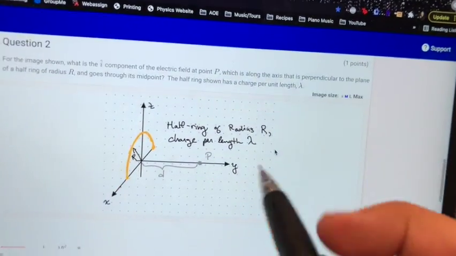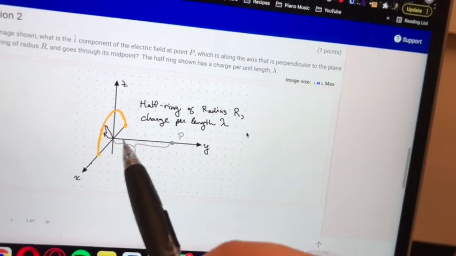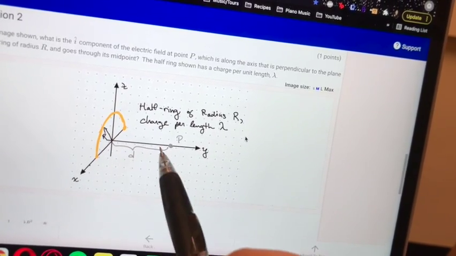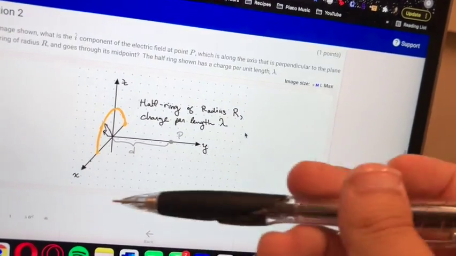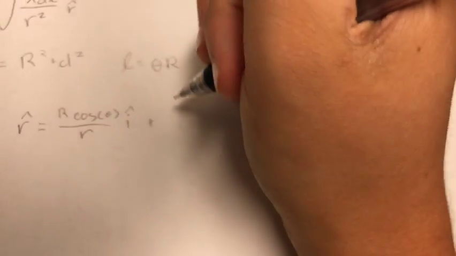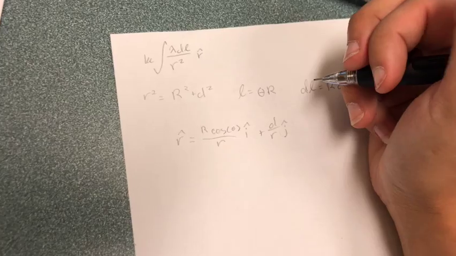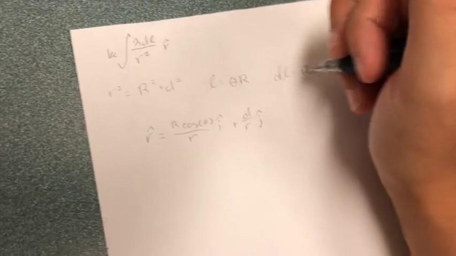And then we're going to look in the y direction. We're going to do the same exact thing. In this y direction, the vector is always going to be this length d, but we're still going to divide by that r. So we're going to get plus d over r. That's our j hat. I'm writing this backwards, but it's fine.